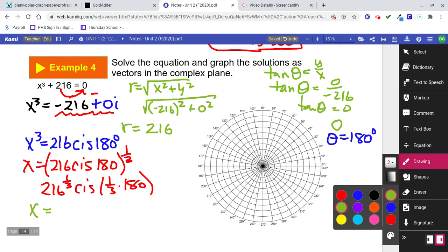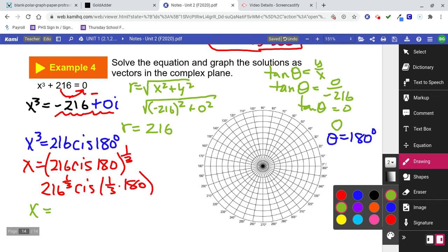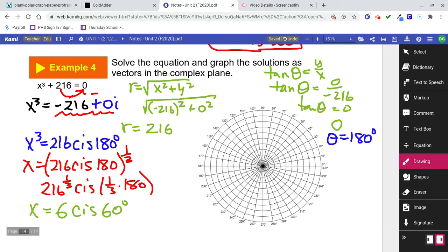X equals 216 to the 1/3, or in other words, the cube root of 216, is 6. 1/3 times 180 is 60. 6 cis 60 is my first solution. How many solutions are there? 3 solutions.